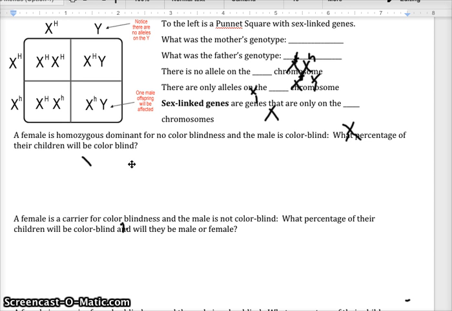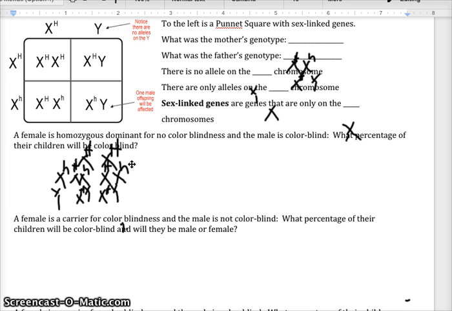So, female, so XX, is homozygous dominant for no color blindness, and the male is colorblind, so XY, and you have a little h. Alright, so you fill this in. Both of the females get X big H, X little h, and both the males would have X big H, Y. Since the mom was homozygous dominant, she gave an X big H to both.